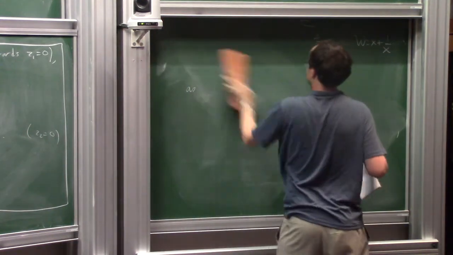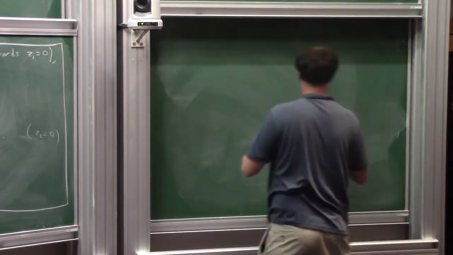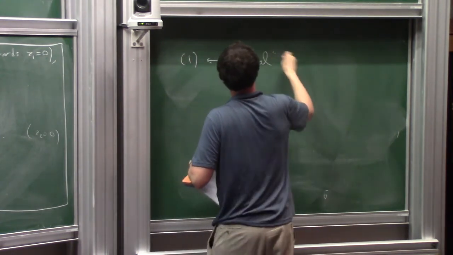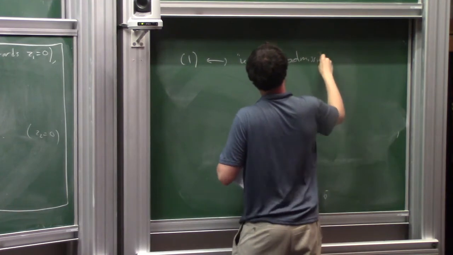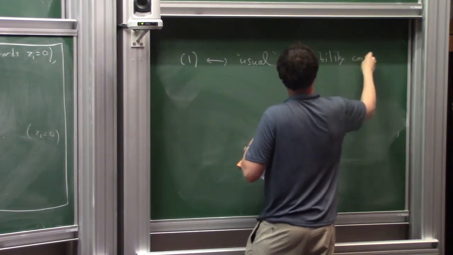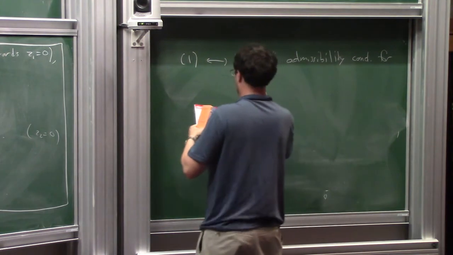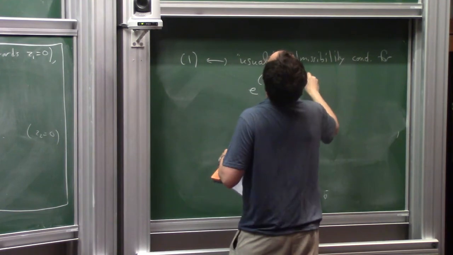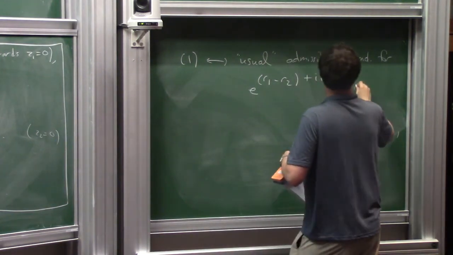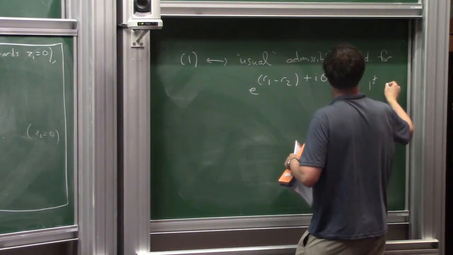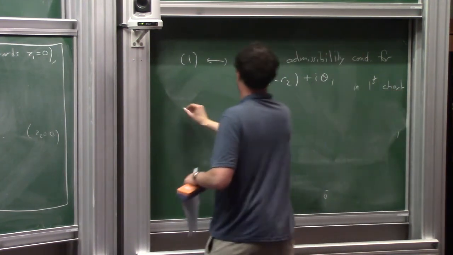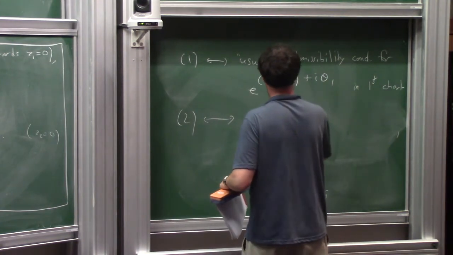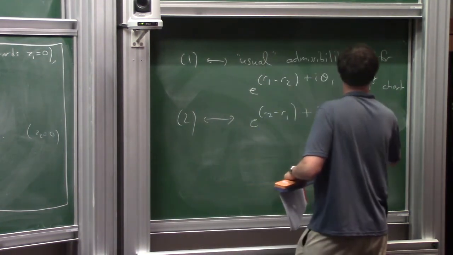So in fact, the first condition, 1, is what I would call the usual notion of admissibility condition for the complex variable e to the R1 minus R2 plus i theta 1 in the first chart, and 2 similarly corresponds to the same thing but for the second chart.